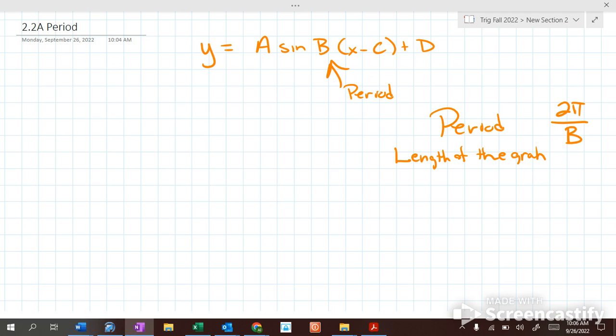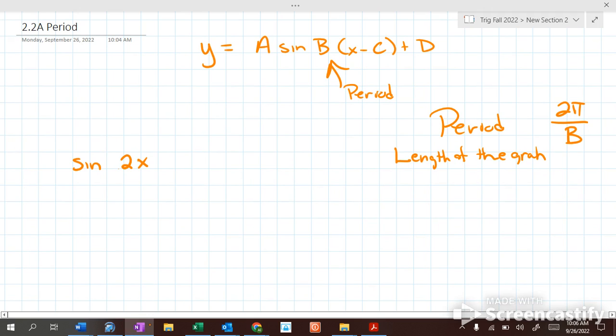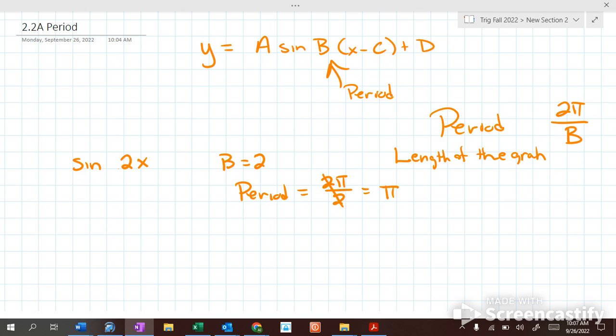So if I have, let's just say, the sine of 2x, I'm told I have the sine of 2x. Since there is a 2 right in front of the x after the sine, not 2 sine of x. 2 sine of x deals with amplitude. Sine of 2x deals with period. Okay? You gotta know where that is located and where the x is. B equals 2. So then your period is going to equal 2 pi divided by 2, or pi. So everything's going to happen in pi amount of space.